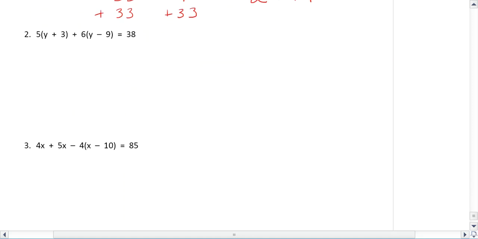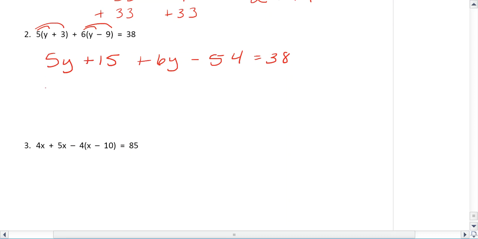Once again, go ahead and do the distribution. Here, multiplying a 5 times both of these terms gives us 5y plus 15, and then distributing the 6, plus 6y minus 54 equals 38. Combining like terms is next, and you really have to shift your brain out of multiplying mode into adding mode because they're two very different tasks, and sometimes our brain doesn't like us to make that shift.